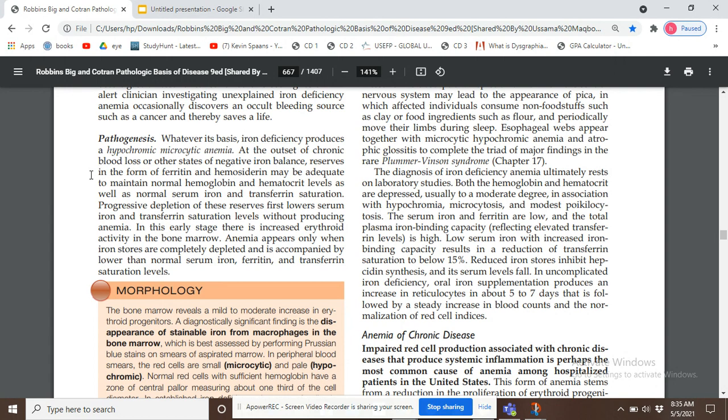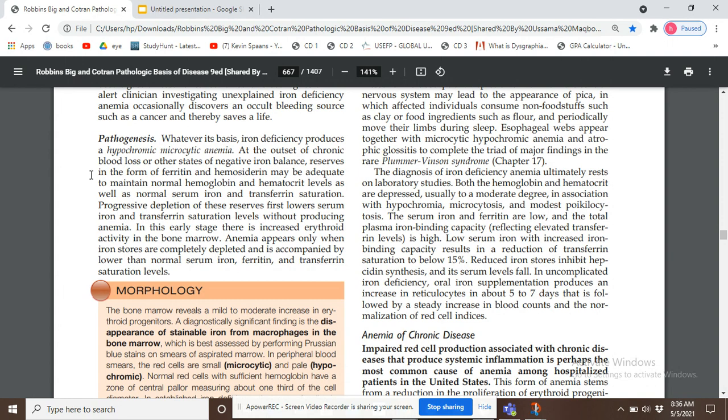At the outset of chronic blood loss or other states of negative iron balance, reserves in the form of ferritin and hemosiderin may be adequate to maintain normal hemoglobin and hematocrit levels, as well as normal serum iron and transferrin saturation. If these reserves are depleted, serum iron and transferrin saturation levels fall first, without producing anemia. In this early stage, there is increased erythroid activity in the bone marrow. Anemia appears only when iron stores are completely depleted, and is accompanied by lower than normal serum iron, ferritin, and transferrin saturation levels.